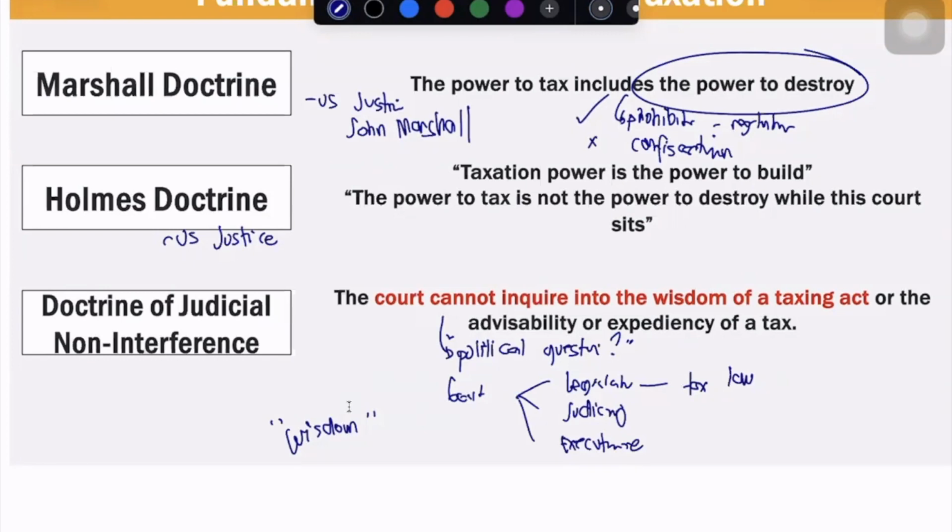So halimbawa, sa executive rin, may ginawa si presidente and it is within the power of the president. Pwede bang awayin ni judiciary si president? Hindi rin. Kasi nga, it is a political question. If we're talking about wisdom on how the legislative works, how the executive works, how the judiciary works, you cannot interfere because it is within the political question doctrine. Or per taxation, for MCQs, we call that doctrine of judicial non-interference.